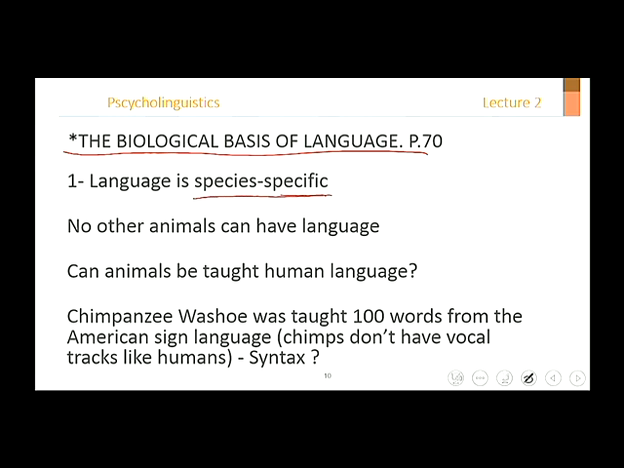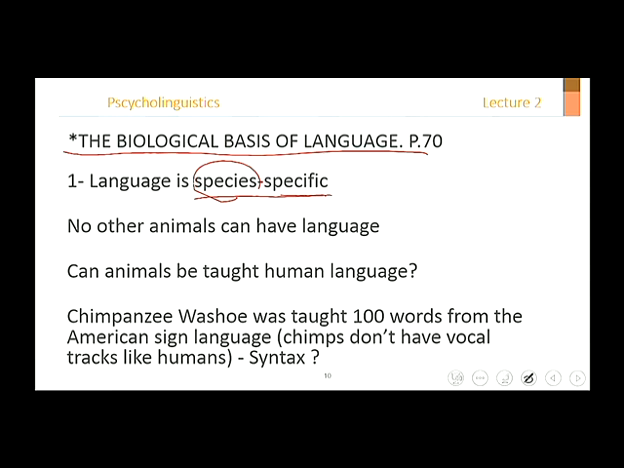Species specific. Species means, let's say, humans are a species, okay? So the human species, that's number one. We have other animals. We have horses, we have lions or cats, dogs, and so on.